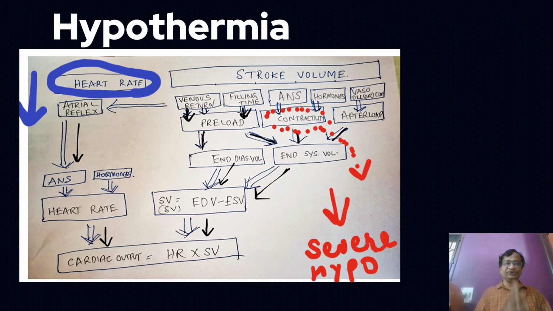Now, if you go to hypothermia, hypothermia will decrease heart rate, and hypothermia will decrease contractility. So sometimes if it is severe, then your cardiac output is going to decrease. Because your end systolic volume increases, your stroke volume decreases, automatically your cardiac output is decreased, because your heart rate is also going to decrease.